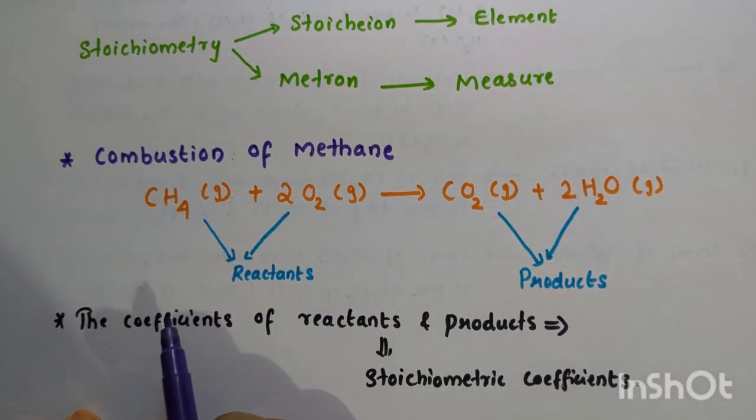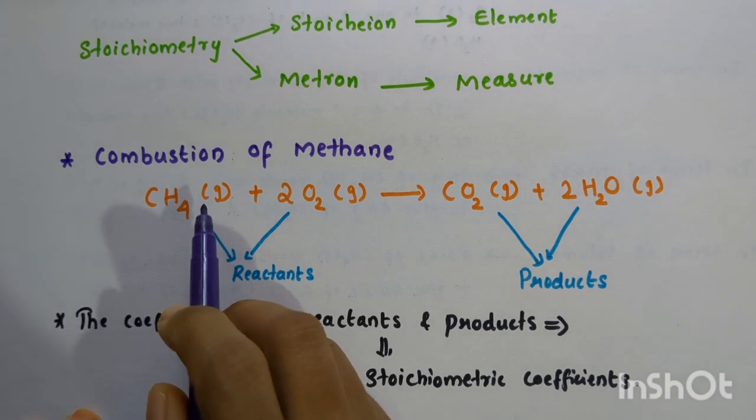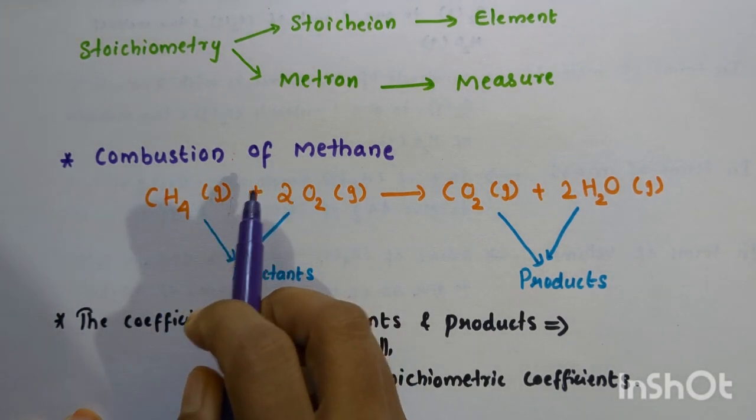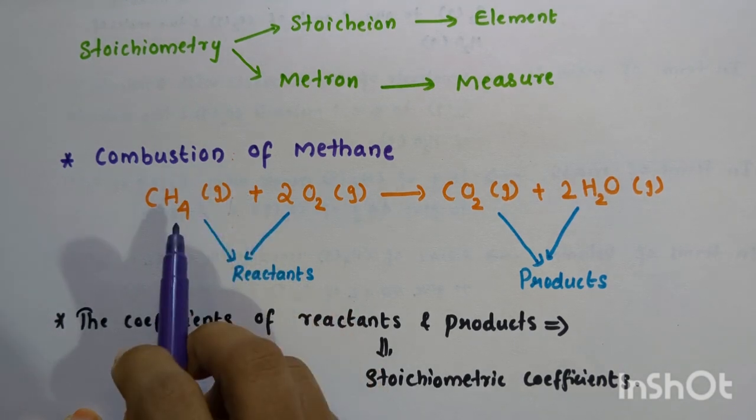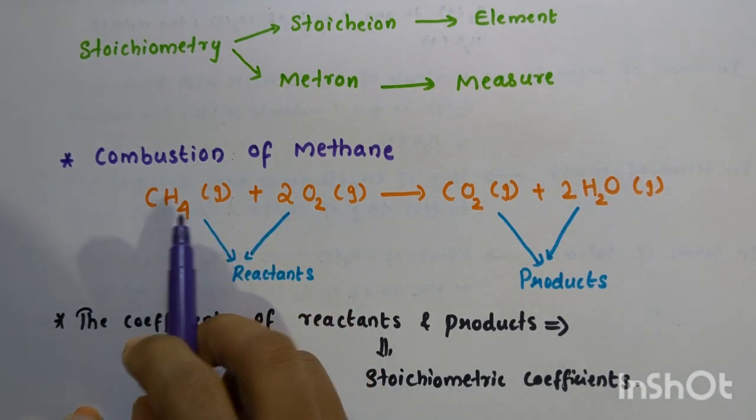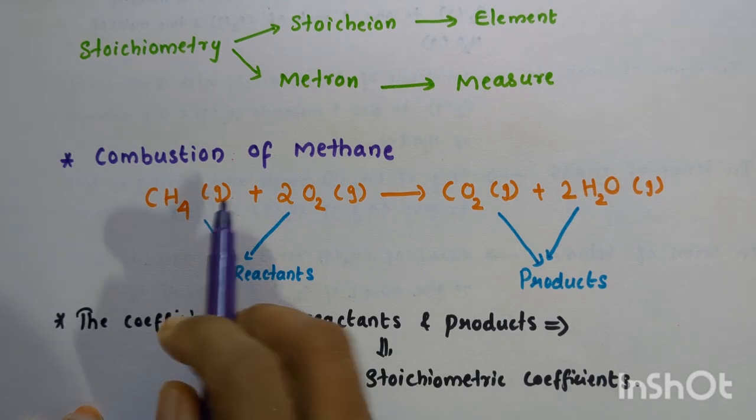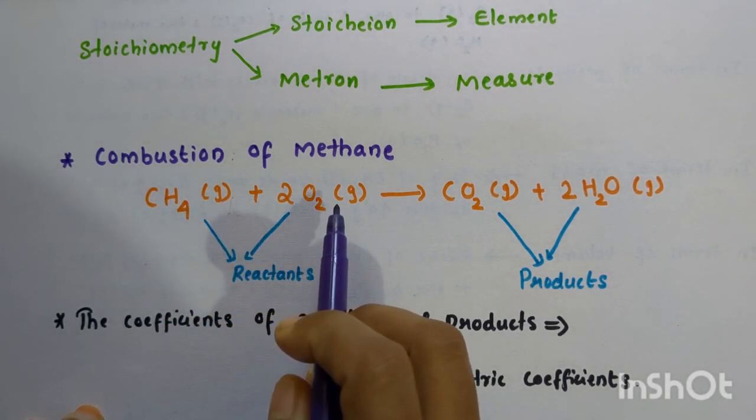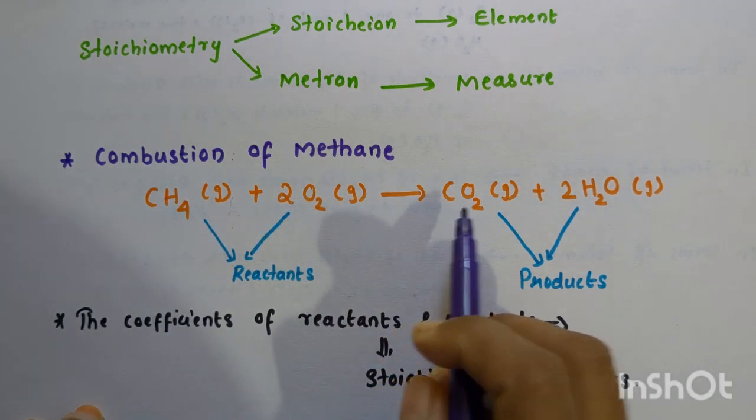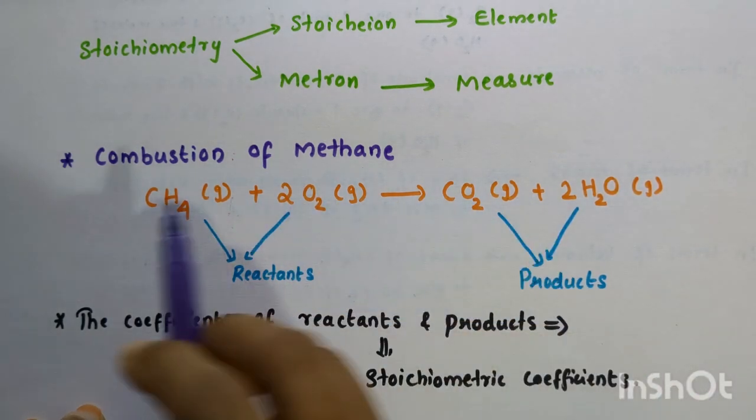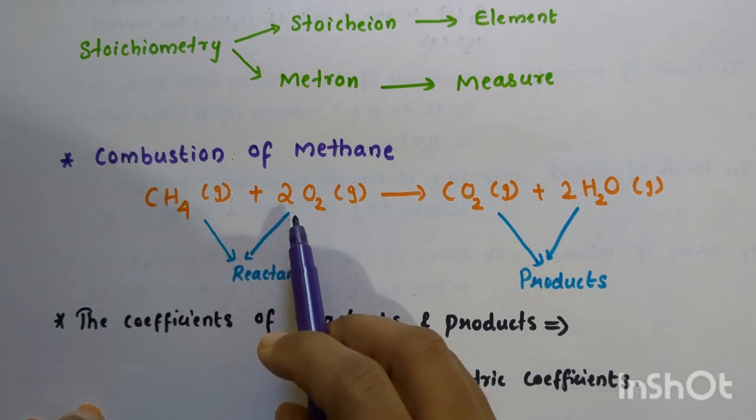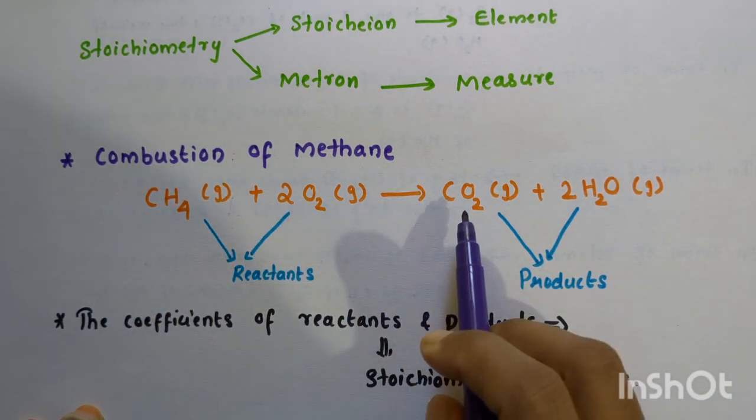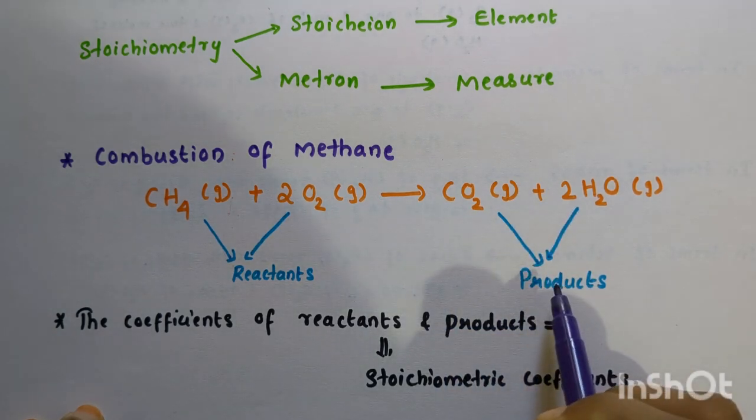Let us consider a balanced chemical equation. Here we are considering the combustion of methane. The balanced chemical reaction is: methane gas, CH4, reacts with 2O2, that is methane and oxygen. They react and give carbon dioxide and water vapor. Here methane and dioxygen are the reactants, and carbon dioxide and water vapor are the products.